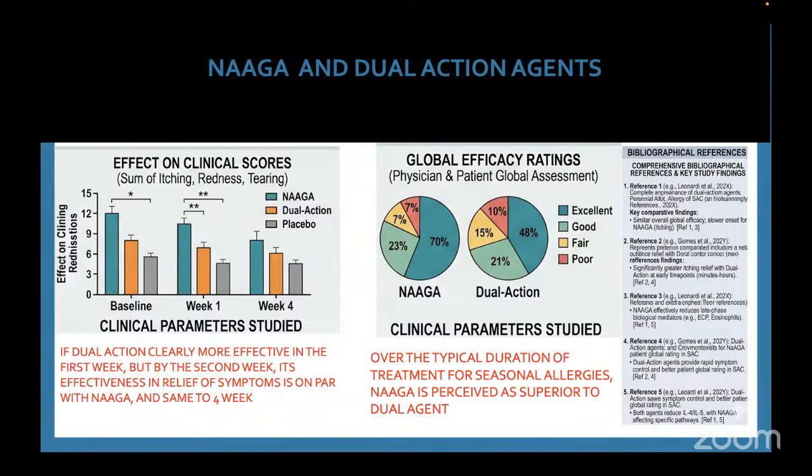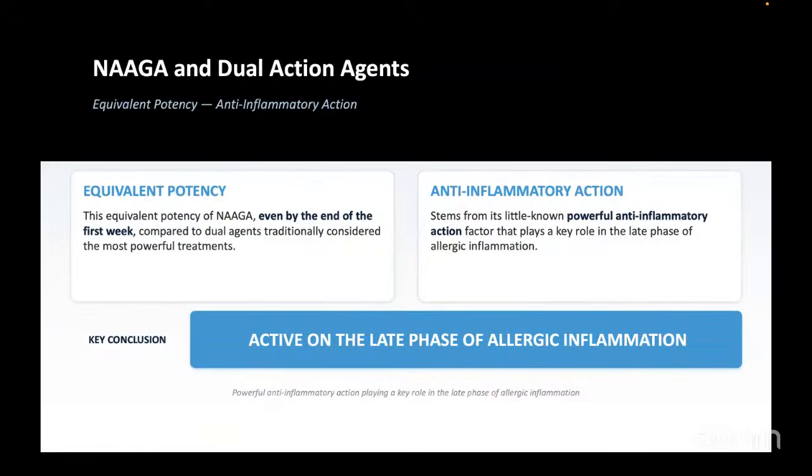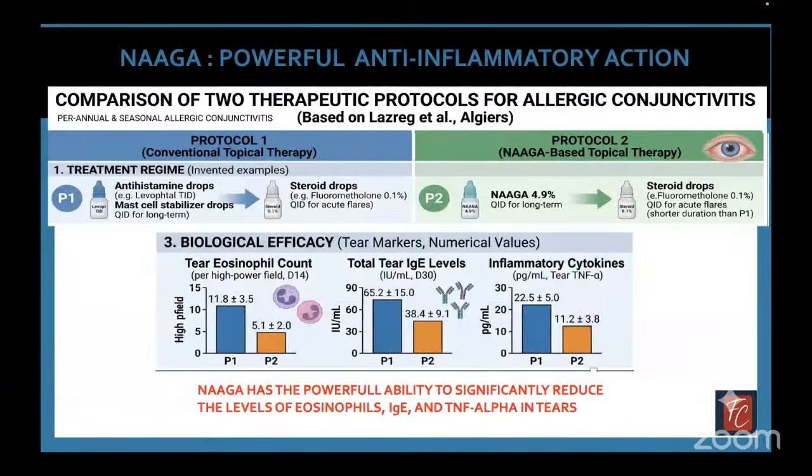With these publications comparing the effects of NAGA with dual action molecules, as you see, at the first week of treatment the dual agents are more potent, of course, but what was surprising is that after one week the effect was exactly the same. NAGA was the same as the dual agents, and at the fourth week it was highly superior to the dual agents. We also have an anti-inflammatory action due to the C3 convertase. And it is now a fact that NAGA is active on the late phase of allergic inflammation.